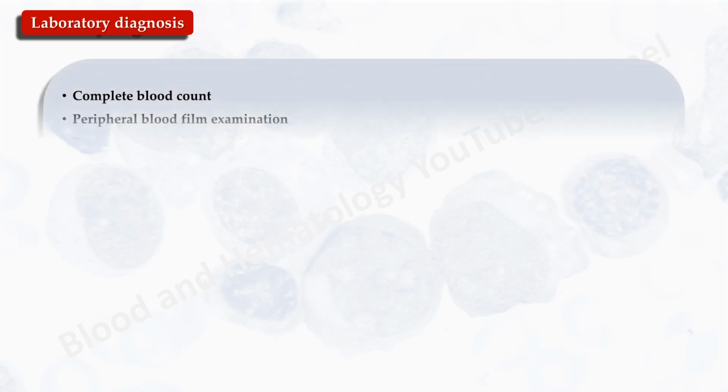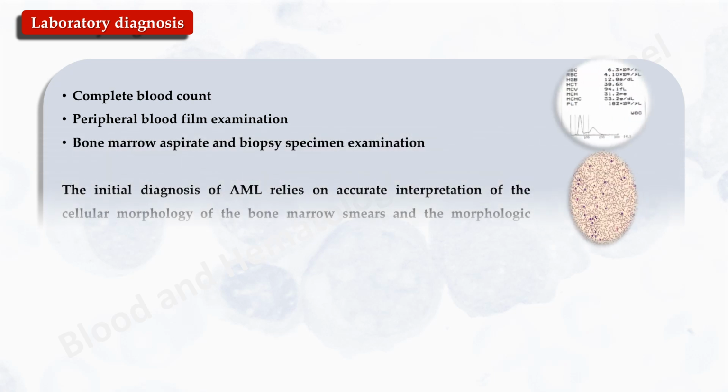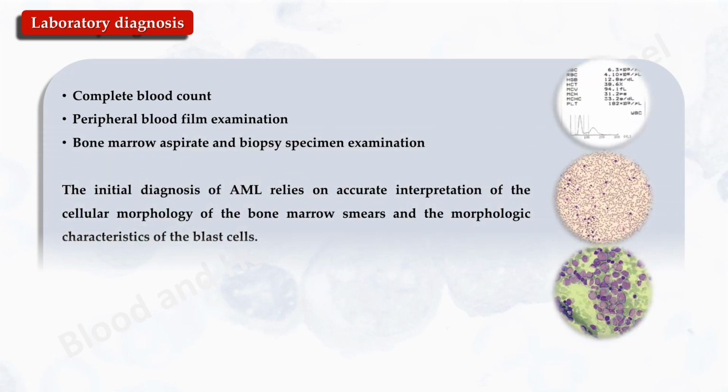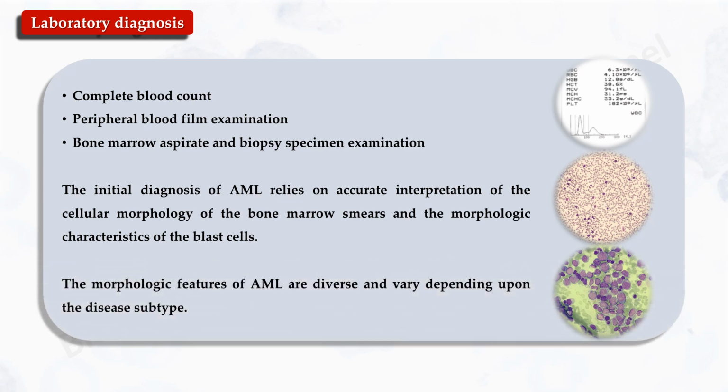Laboratory diagnosis of AML begins with a complete blood count, peripheral blood film examination, and bone marrow aspirate and biopsy specimen examination. The initial diagnosis of AML relies on accurate interpretation of the cellular morphology of the bone marrow smears and the morphologic characteristics of the blast cells. The morphologic features of AML are diverse and vary depending upon the disease subtype.